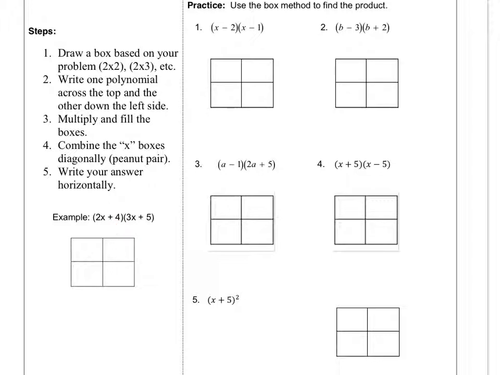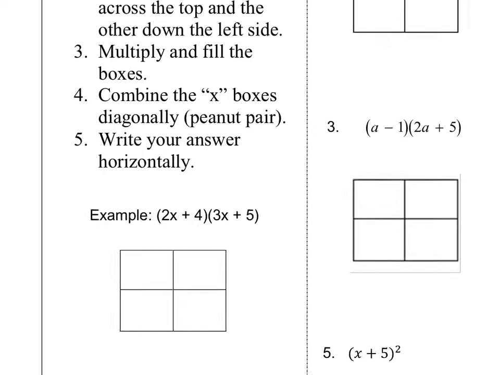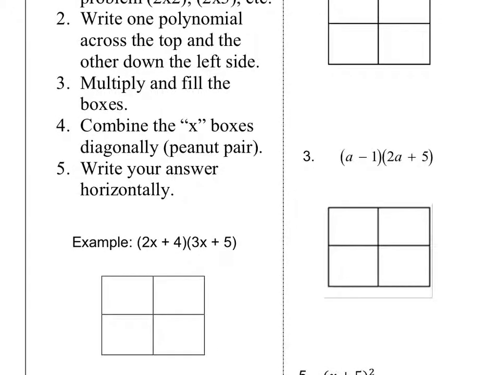That's going to be 2x plus 4. And the other one down the left side, so 3x plus 5. I'm going to go ahead and put the plus 4 and the plus 5 so I'll know that that's a positive 4 and a positive 5. So now that I've done step 2, I've put one binomial across the top and one going down the left side. Now I'm going to multiply and fill in the boxes.